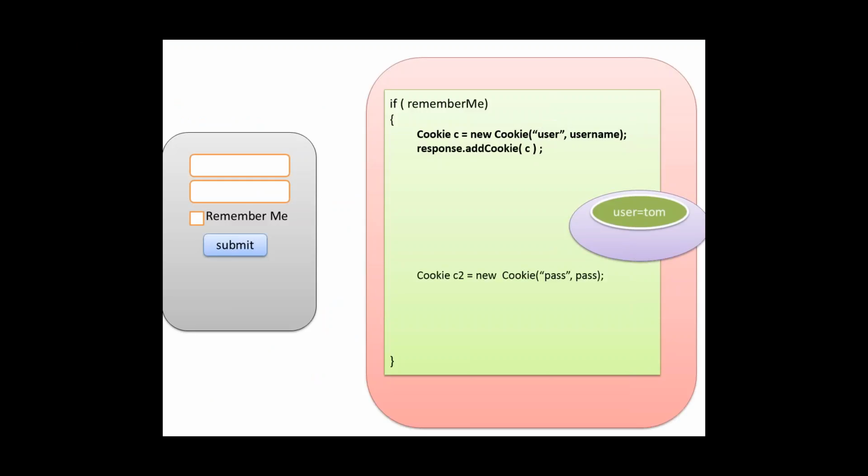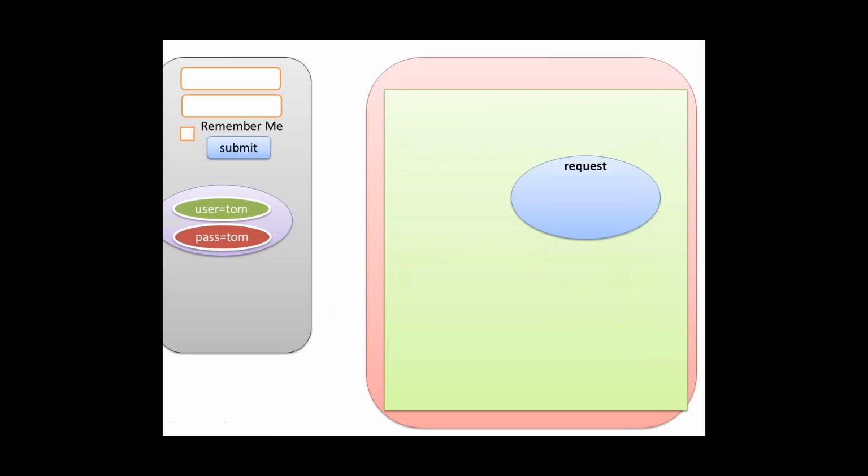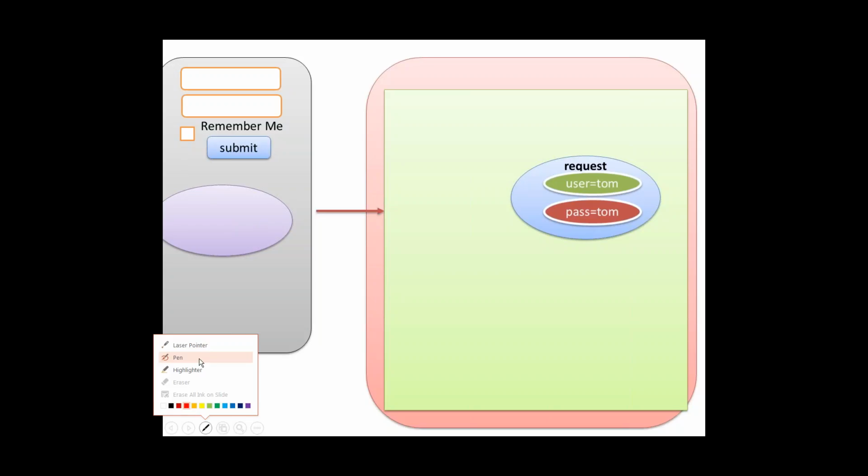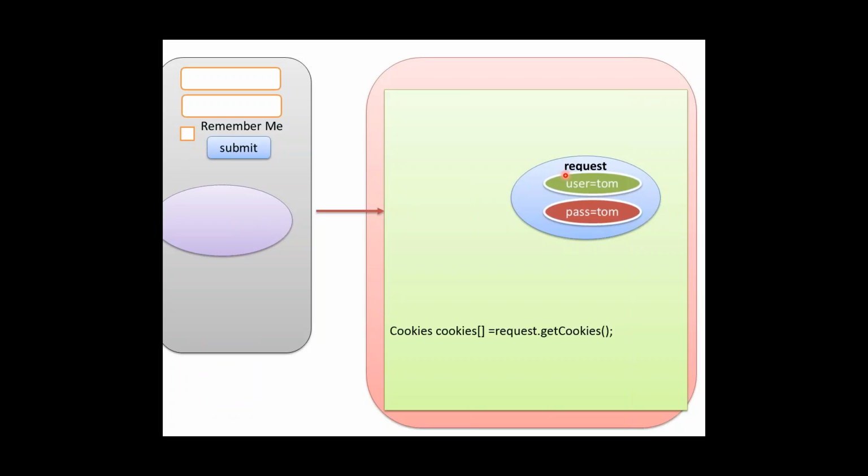So, cookies: you're storing the cookies in the response object, and the cookies are sent. To retrieve them, when you are making the request to the website for the second time, the browser will automatically send the cookies to the web server. And if you have to retrieve these cookies on the server side, the method we use is request.getCookies, because the cookies are stored in the request object when they are sent from the client to the server.